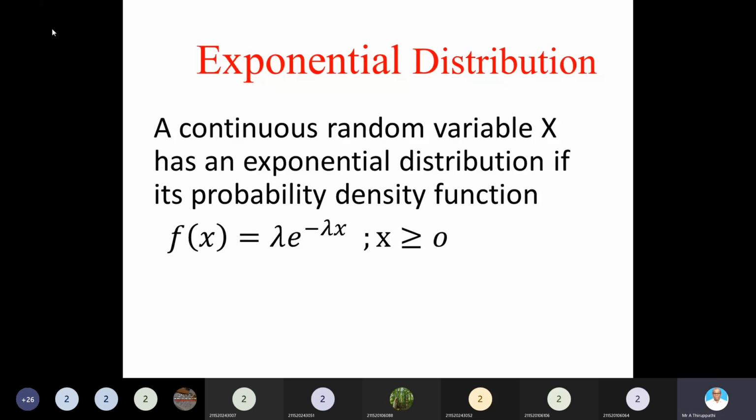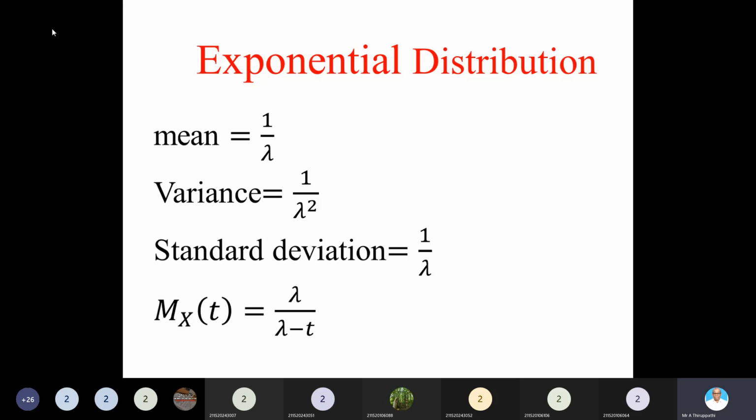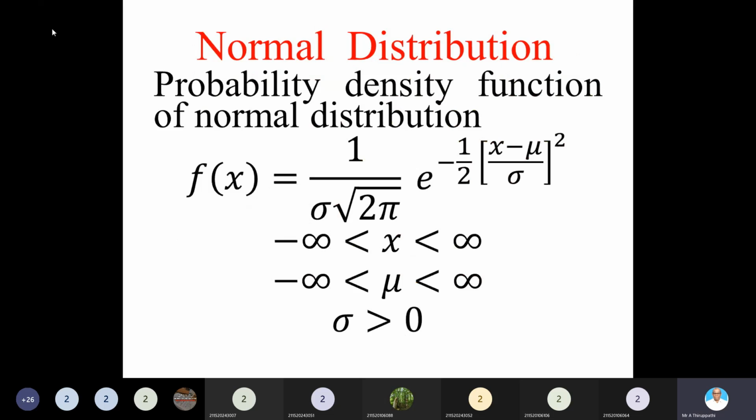Next, exponential distribution. A continuous random variable capital X has exponential distribution if its probability density function small f of x is equal to lambda e to the power minus lambda x, for x greater than 0. Mean of the exponential distribution is 1 by lambda, variance is equal to 1 by lambda square, and standard deviation is equal to 1 by lambda. Moment generating function M x of t is equal to lambda by lambda minus t.